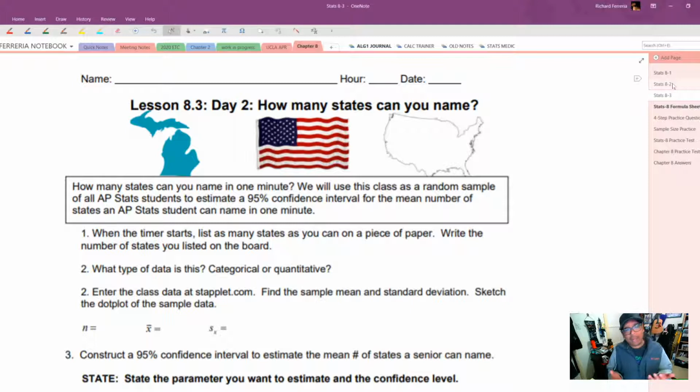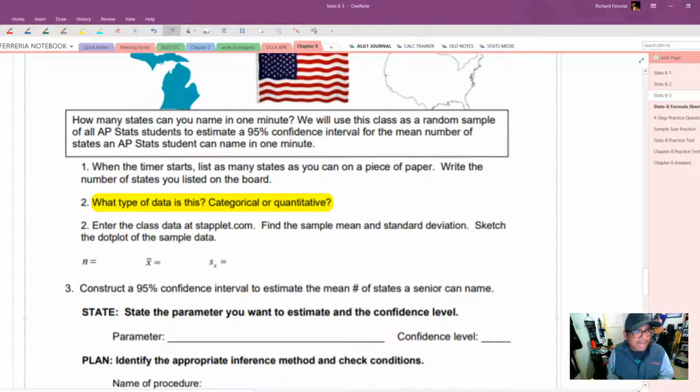Now, obviously, we can't really do that, so we're just going to take a look at data from a past year. What type of data is this? Categorical or quantitative?